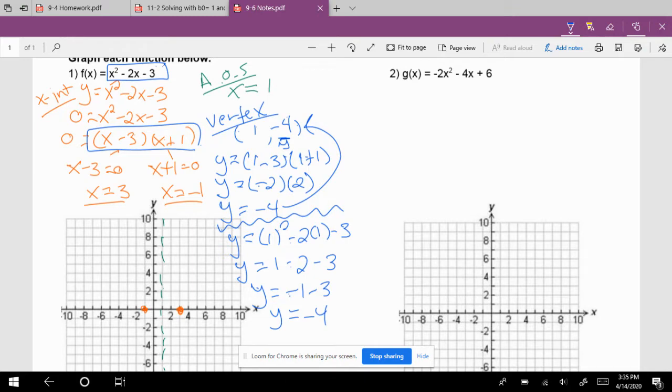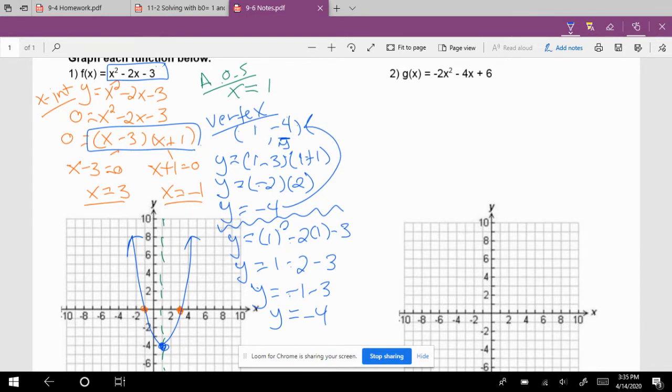All right, so now I need to plot that point, (1, -4). And now I have my parabola. It's facing up, which I should have expected, right? We always look at the a value, and this was a 1x squared, and 1 was positive. So I should have been able to figure out that, yes, that would be facing up.